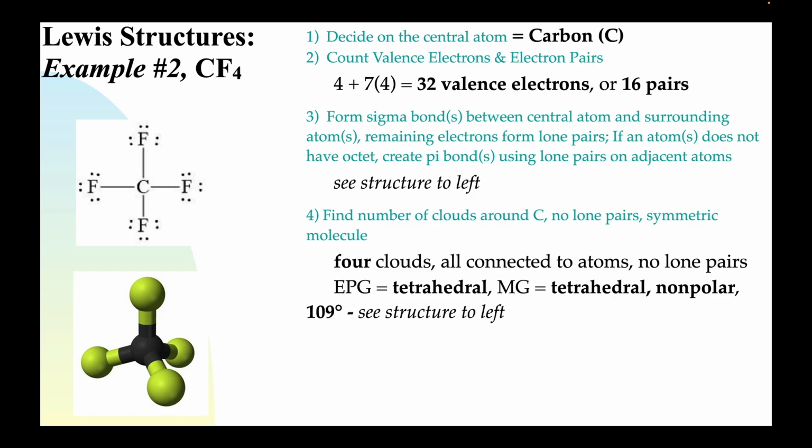Everything is totally happy. Now in the molecule itself, carbon has 1, 2, 3, 4 clouds, all atom clouds once again. So big surprise, electron pair geometry is still tetrahedral. Molecular geometry is also tetrahedral. 109 is the bond angle. And because the structure is completely the same all the way around the carbon, it's going to be a non-polar molecule, just like CH4 was.